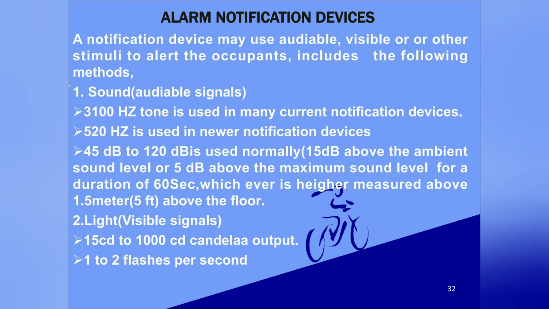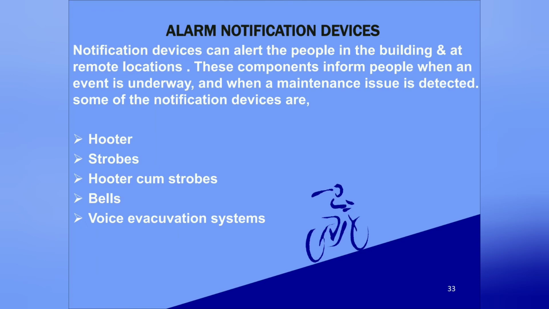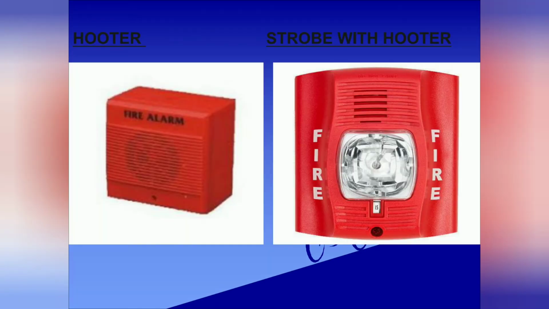The normal notification devices are hooters, strobes, strobe hooters, bells, or voice evacuation systems. These are the normal systems used nowadays. You can see in the photo, the first one is a hooter, which is used to produce sound, and the second one is a strobe hooter, which performs the functions of both systems.